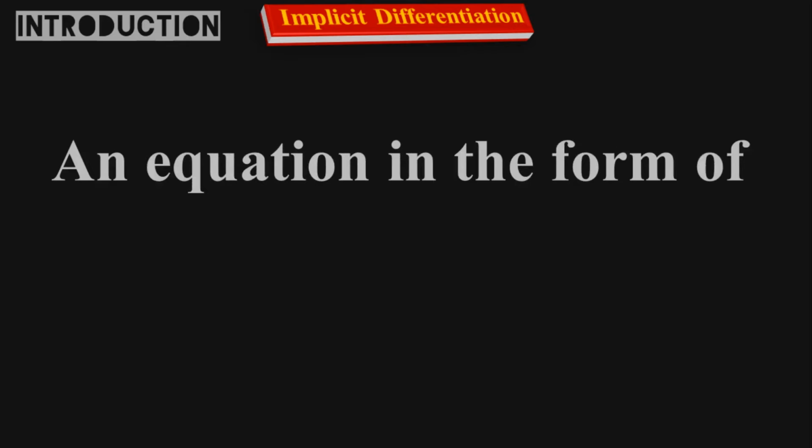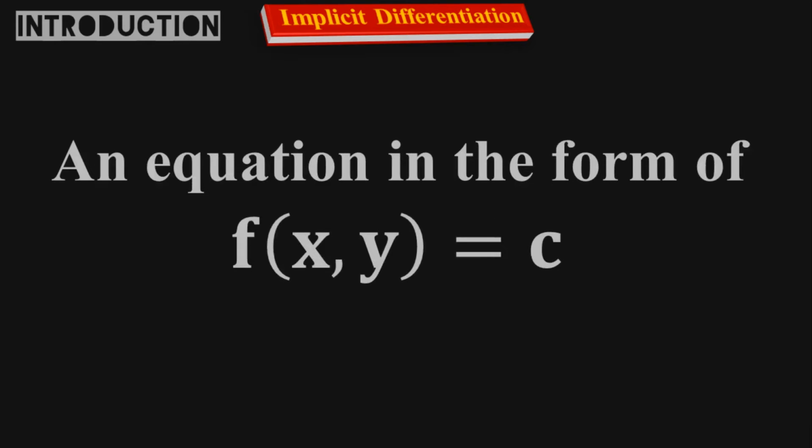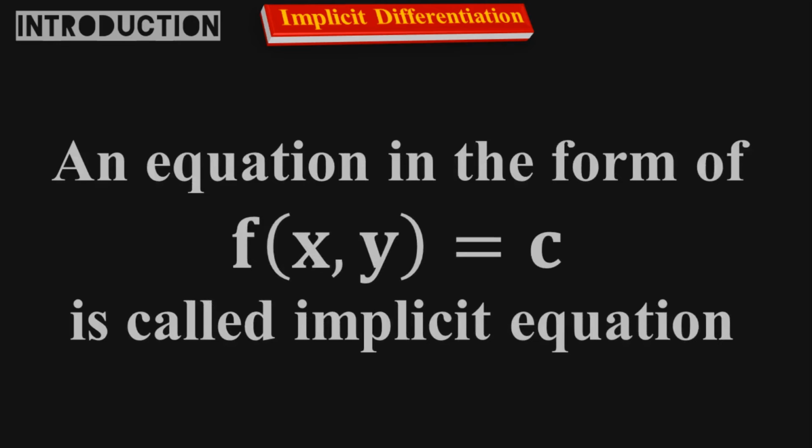An equation in the form of f of x comma y equals c is called an implicit equation. Just now we saw an explicit equation, where the terms with the x variable were on the other side. But here the case is different. The function has mixed x and y variables. An equation in the form of f of x comma y equals c is called an implicit equation.